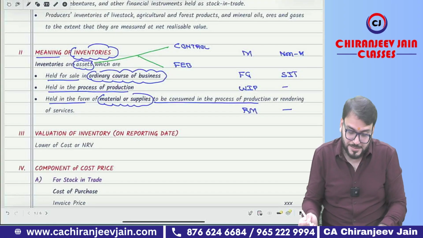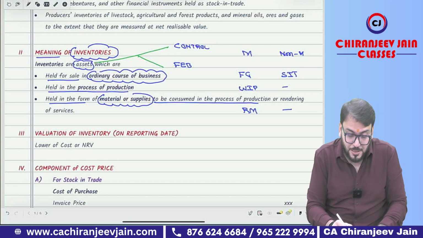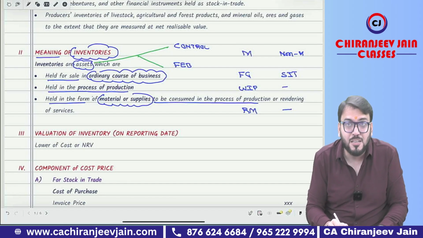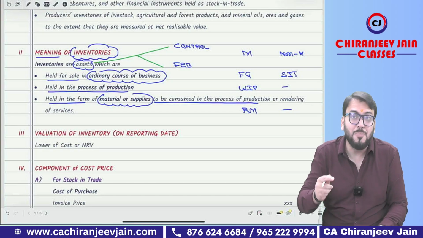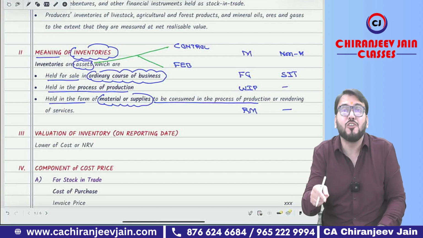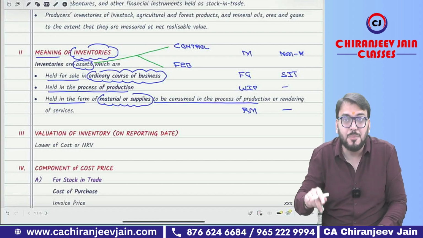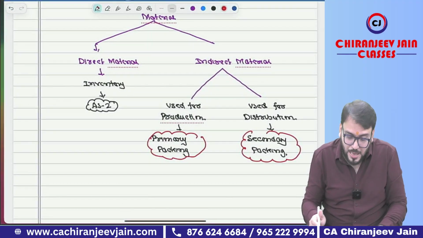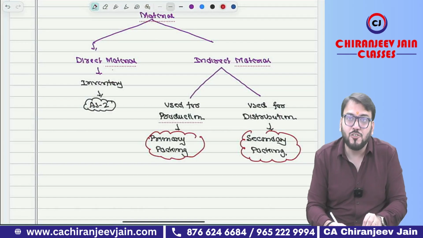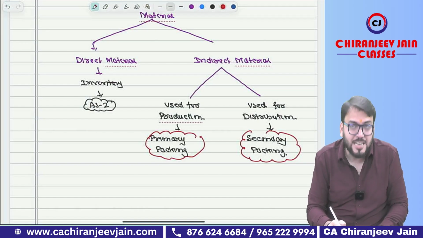Got this point? Yes, sir. Once again, I am reading on your behalf. Inventories are assets which are held for sale in the ordinary course of business, held in the process of production, held in the form of material or supplies to be consumed in the process of production. So no doubt about direct material, it is held for consumption in the process of production. This is inventory, AS 2 will apply.